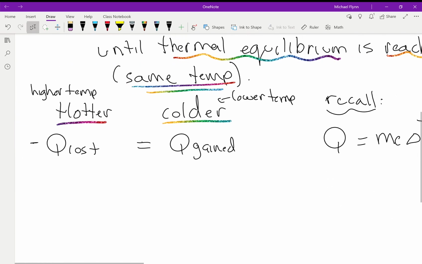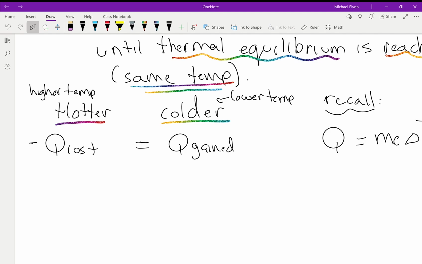All right, so now Q lost equals Q gain. Makes sense, right? In other words, if I have a bath of hot water that has lost 500 joules of heat, when I put a cold metal into it, where do those 500 joules go? Well, they went into the metal. You're getting a transfer of heat energy, of thermal energy, from one area to another, by conduction. And that's what's happening here.